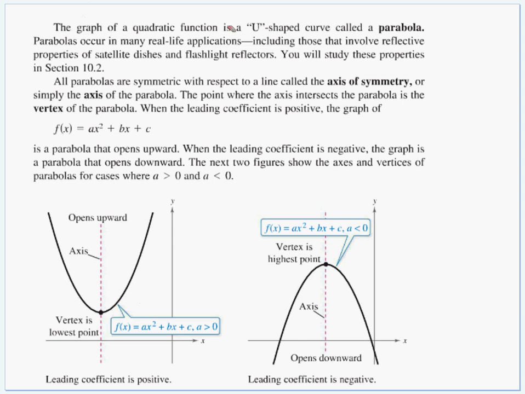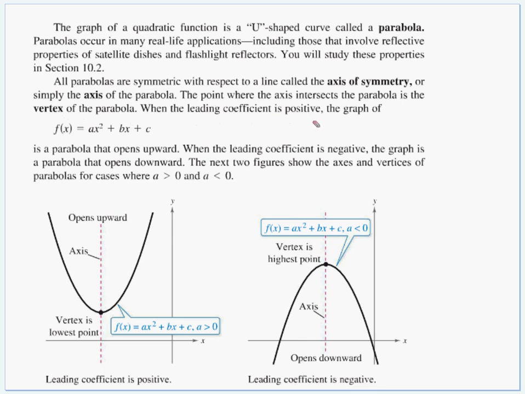The graph of a quadratic function is a U-shaped curve called a parabola. Parabolas occur in many real-life applications, including those that involve reflective properties of satellite dishes and flashlight reflectors. You can study these properties in section 10.2. I don't think we get to that in this class. All parabolas are symmetric with respect to a line called the axis of symmetry, or simply the axis of the parabola. The point where the axis intersects the parabola is the vertex of that parabola.